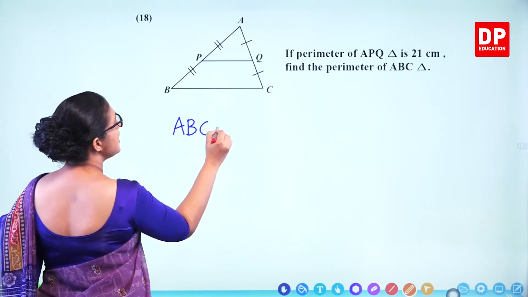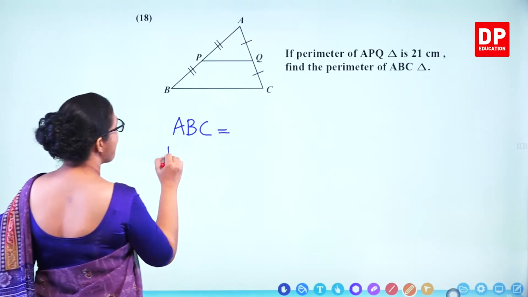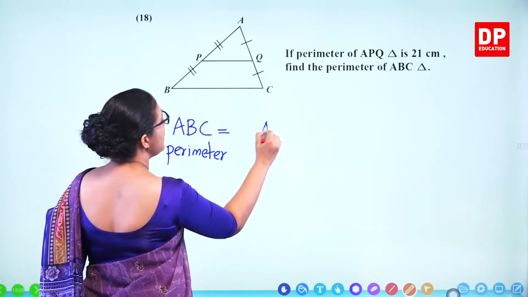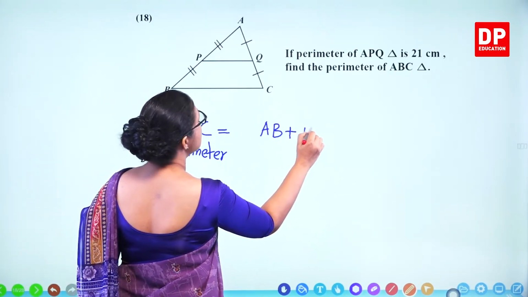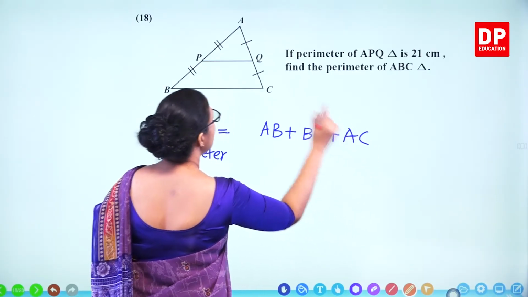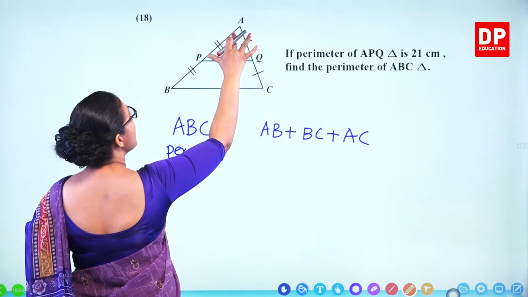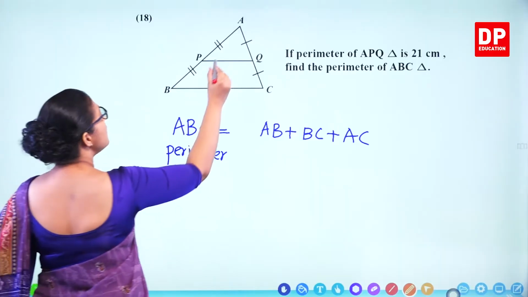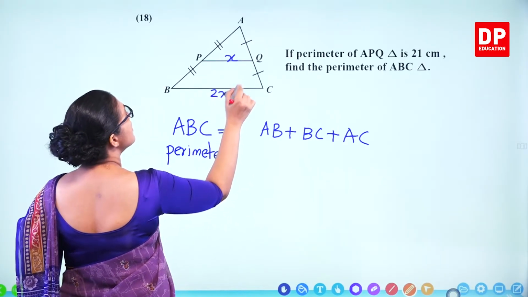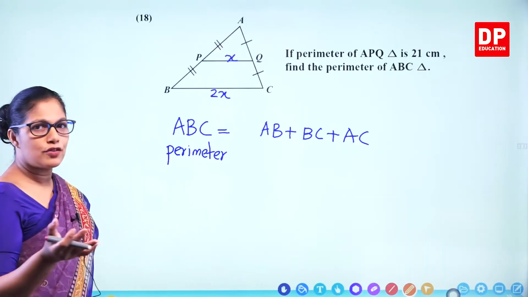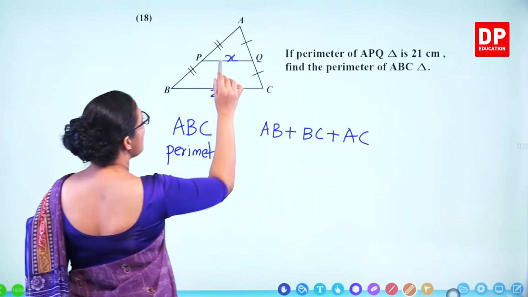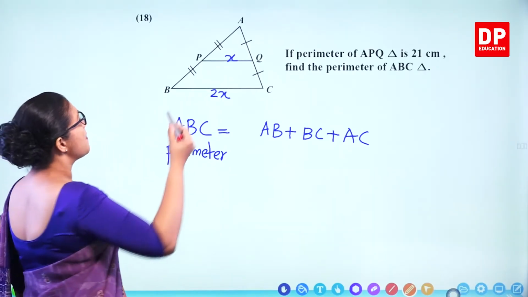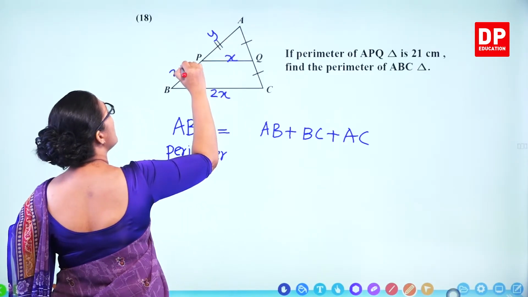Perimeter of ABC is AB plus BC plus AC, all the lengths. But we know AP times 2 is AB. If this is x, this is 2x. All these double. So you can say all these are double, meaning twice the perimeter of APQ. Here, if you want, you can write 2y.